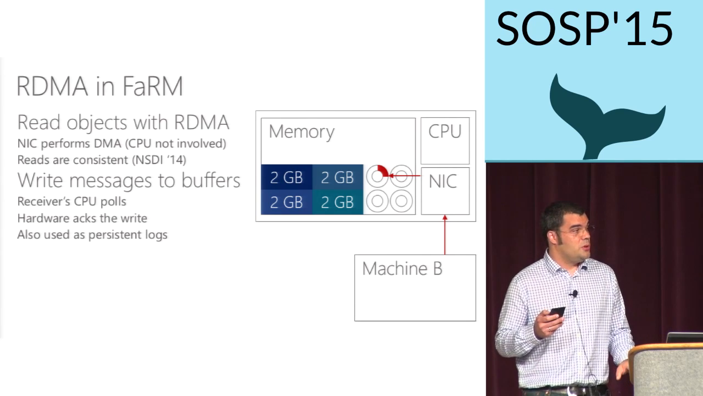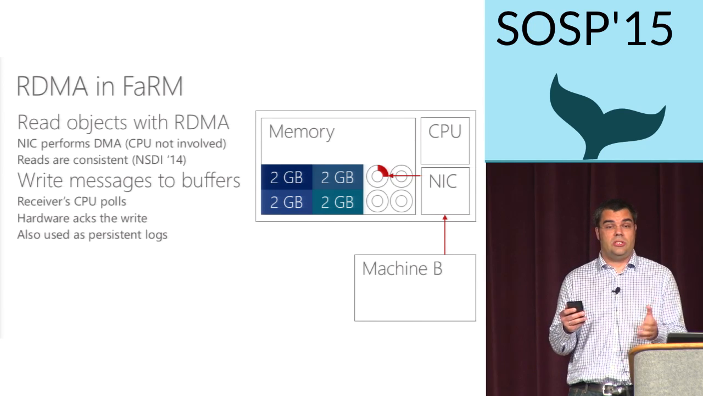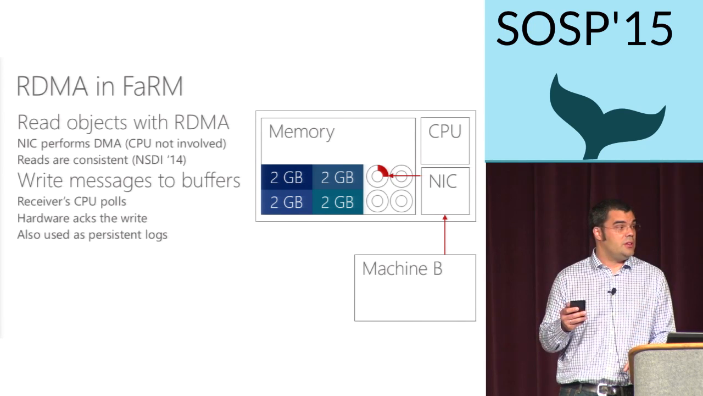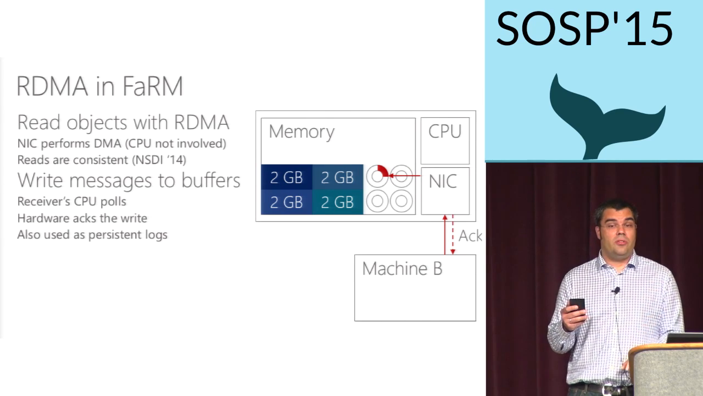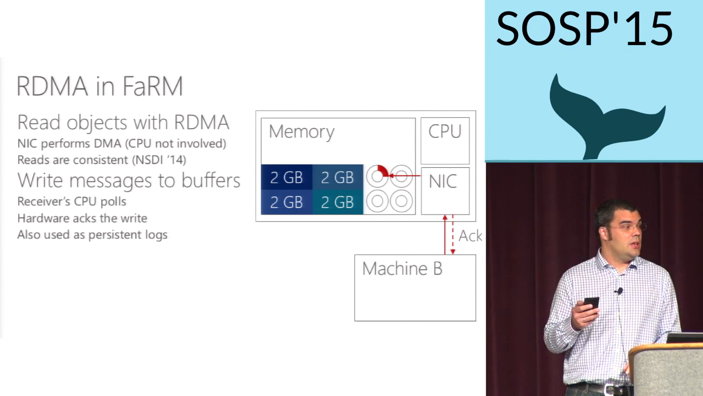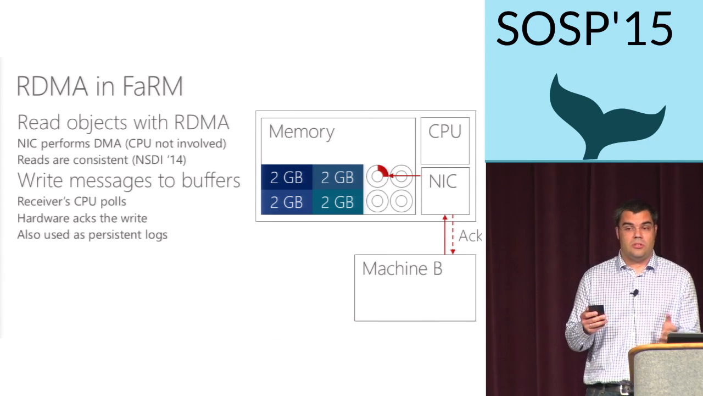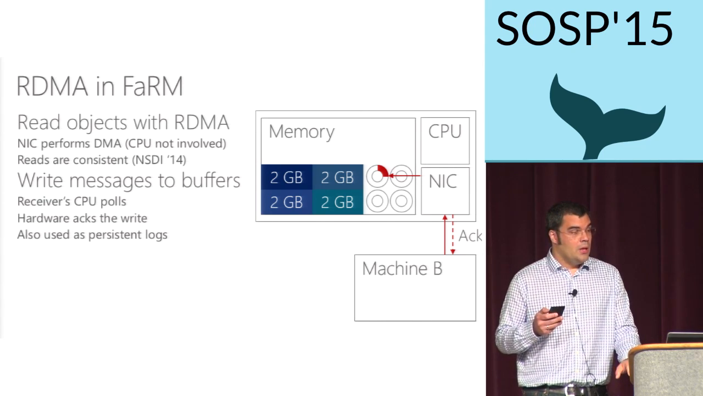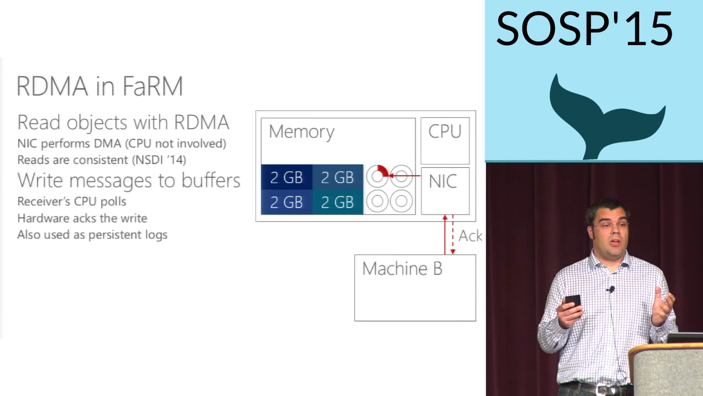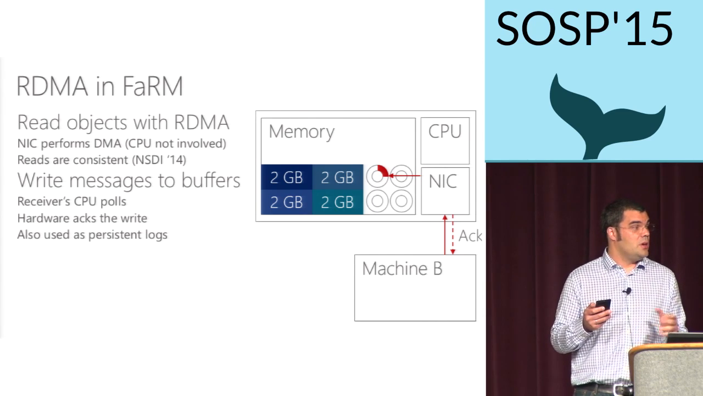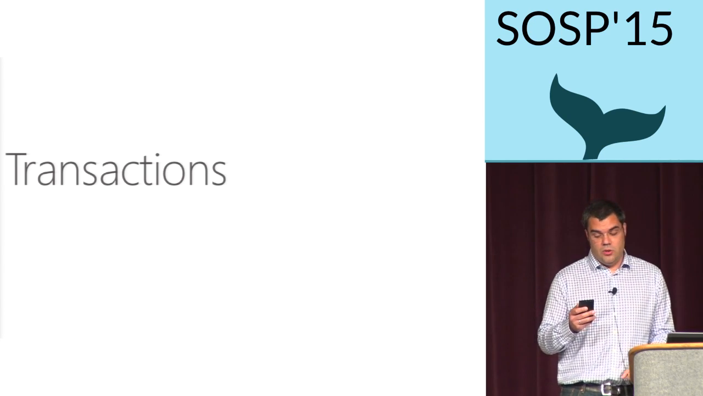Of course, the message has to be processed by the CPU, so the CPU polls all the circular buffers and processes the messages as it detects that they have arrived. But note that the sender actually knows when the message has been stored in the memory of a remote machine, even before the CPU processes it, because it gets this hardware level notification from the NIC, and this can be used to optimize the protocols, as I'll mention in a moment. Another thing to note is that the circular buffers are stored in non-volatile memory, so they're basically persistent. So we use the same scheme to implement transactional logs. Okay? So this is how FARM uses RDMA.